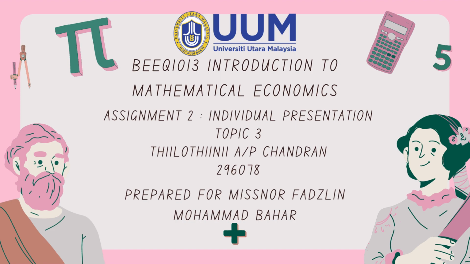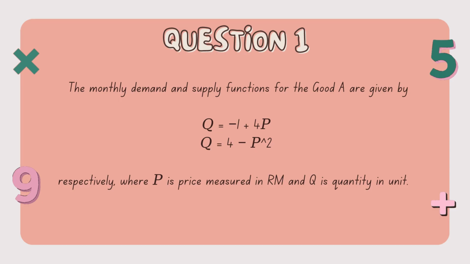Today, I'm going to present assignment 2 for topic 3. I'm going to discuss question 1 today. Demand and supply functions are given for the good A: Q equals negative 1 plus 4p and Q equals 4 minus p to the power of 2, where p indicates the price in RM and Q indicates the quantity in units.